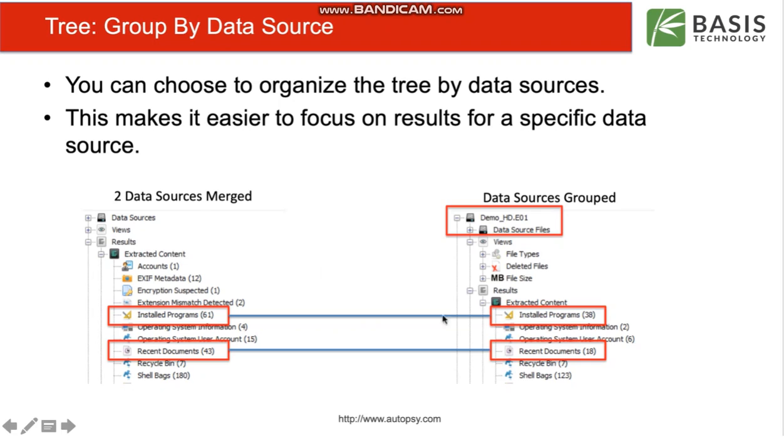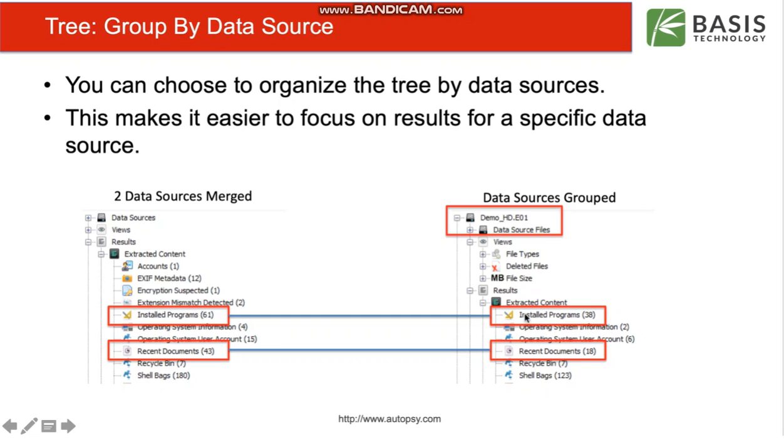So by default, on the left-hand side here, we can see we have 2 data sources that got merged together. We have 61 installed programs. We have 43 recent documents. On the right-hand side, we changed the grouping. We've changed the way that Autopsy displays things. And now the top-level item here is the hard drive. It's the E01 file. And below that, there's the data sources node, the views node, the results node, etc.